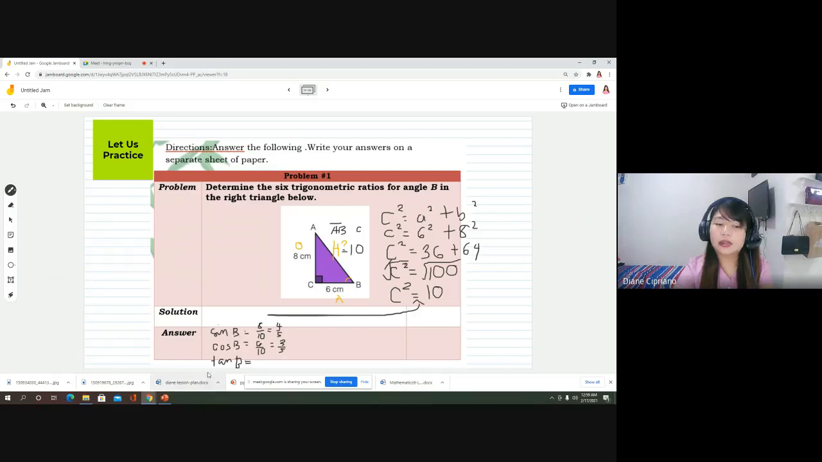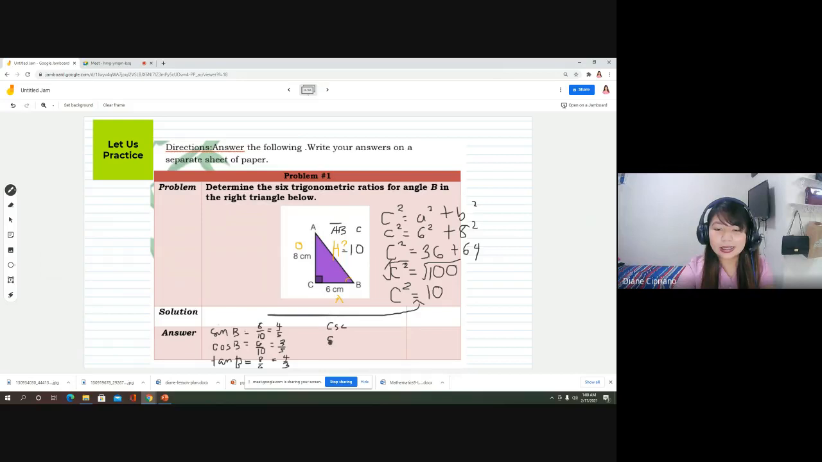For our tangent, it is Toa. Opposite over adjacent. So it is 8 over 6, or 4 over 3. Very good.